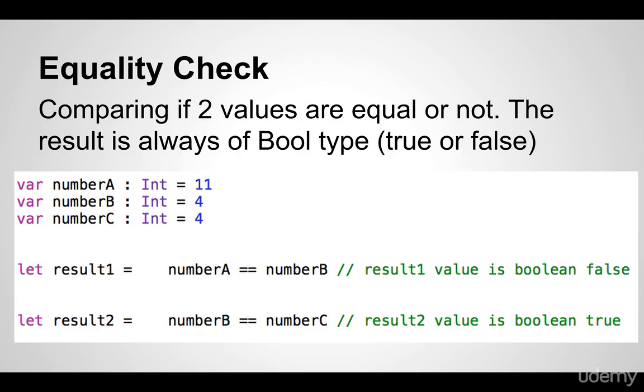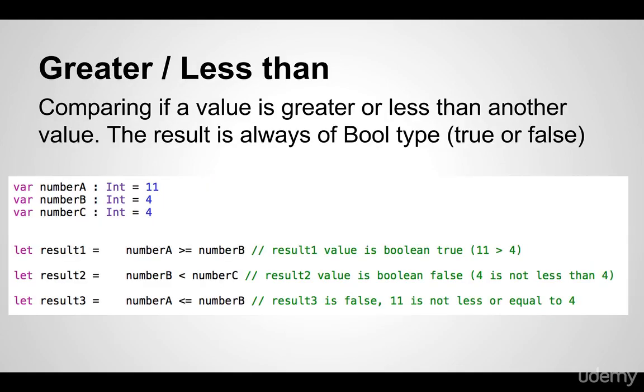So 4 is indeed equal to 4 itself. So the result is true. Now, greater or less than or equal. Here we're comparing if a value is greater or equal than another value, the value on the left of the sign to the value on the right of it. The value is always a boolean, true or false.